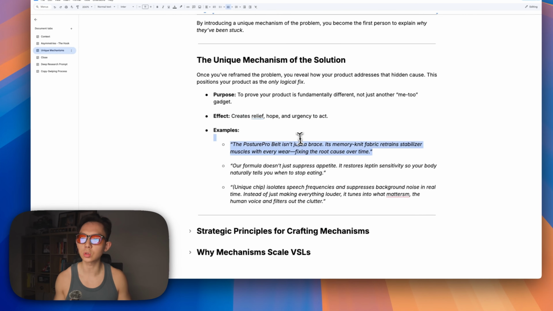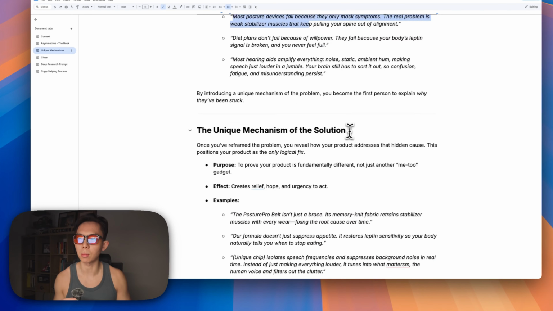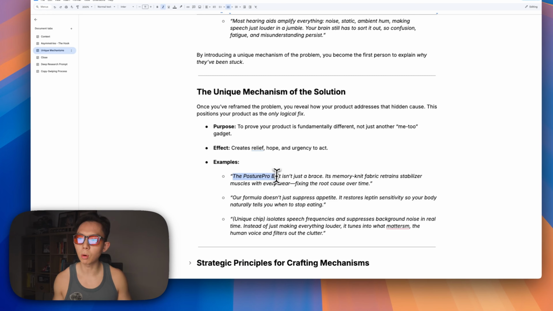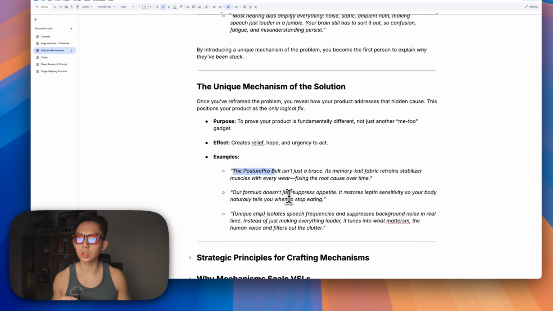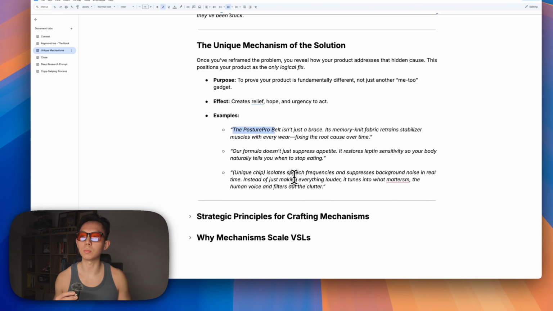So some examples to tackle the unique mechanisms of problems here. So the Posture Pro belt isn't just a brace, it's a memory knit fabric that retrains stabilizer muscles with every wear, fixing the root cause over time. So our formula doesn't just suppress appetite, it restores leptin sensitivity so your body naturally tells you when to stop eating, right? And this unique chip isolates speech frequencies and suppresses background noise in real time. So instead of making everything louder, it tunes into what matters, the human voice, and filters out the clutter.